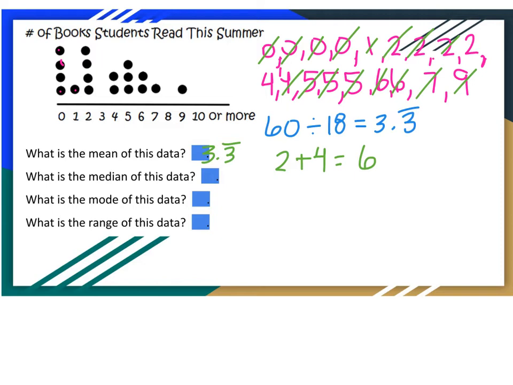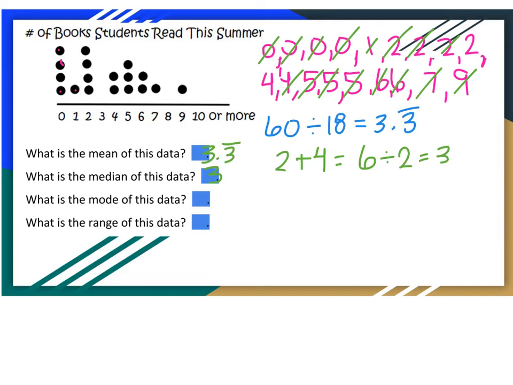And then divide by 2. It's like you're finding the mean of those two numbers. So 6 divided by 2 gives me 3. So 3 is our median, which is kind of funny because there's not even a dot on 3, but that is still where the middle of the data set is.